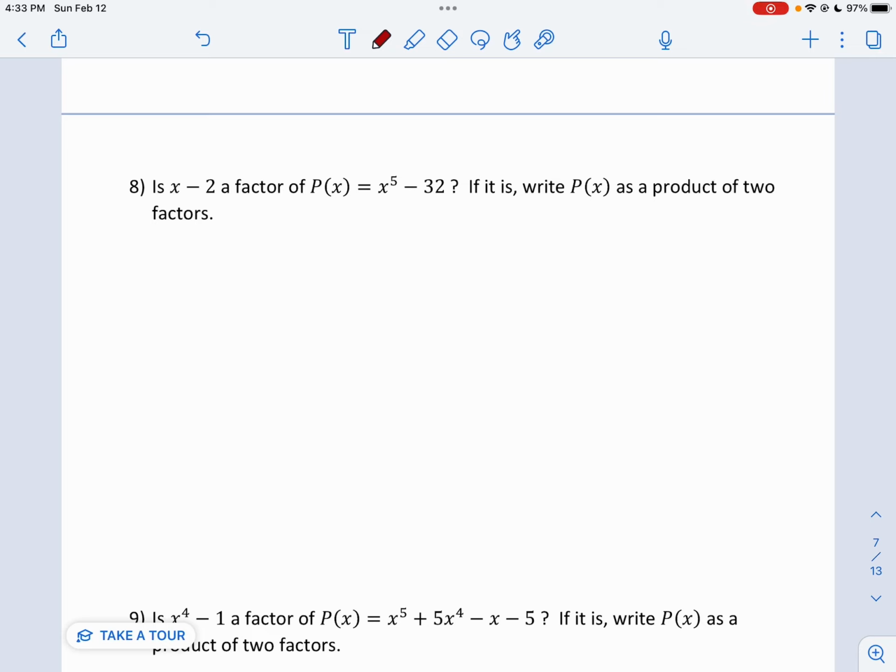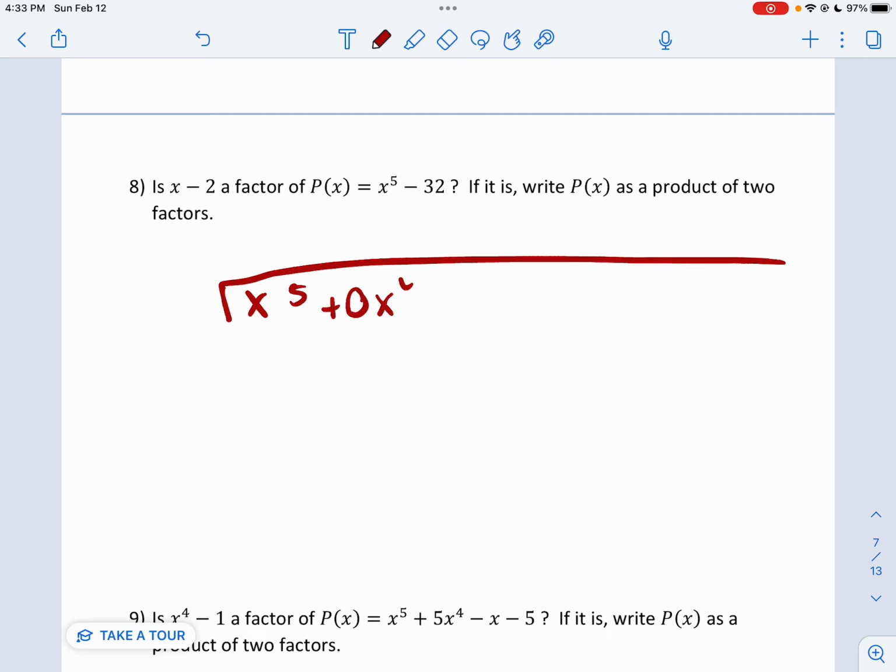So if I was doing x to the 5th minus 32, I would need lots of placeholders. 0x to the 4th, 0x to the 3rd, 0x squared, 0x minus 32. And my divisor out here is x minus 2. So I say, all right, does x go into x to the 5th? It does. x to the 4th times. So again, I write that over that same power. I multiply x to the 4th times x minus 2.